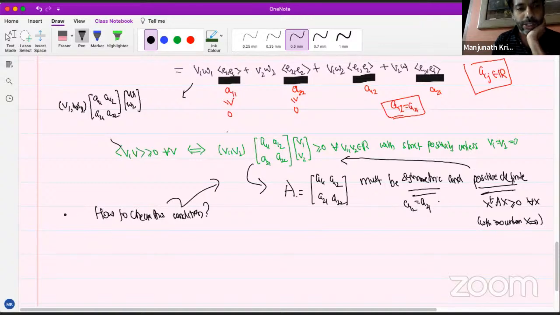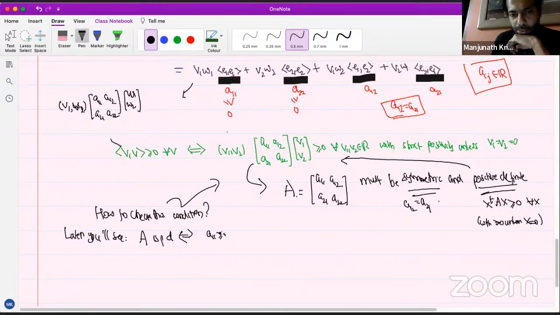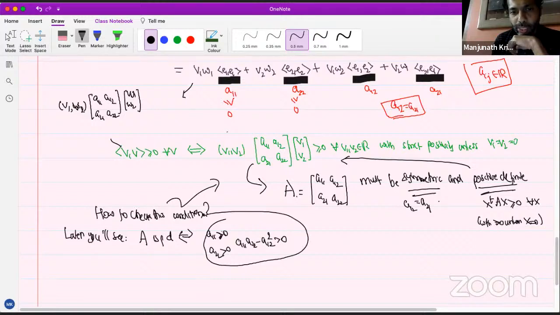It will later turn out, you will see, that A is positive definite, and one can write it in many ways. Why I say this is not something easy to check, right? You have to plug in all V1, V2 and check it. That is too painful. We can't do that. What we can do is check A11 positive, A22 positive, and A11 A22 minus A12 square positive. So these three conditions alone are sufficient. They are the same as A is positive definite.